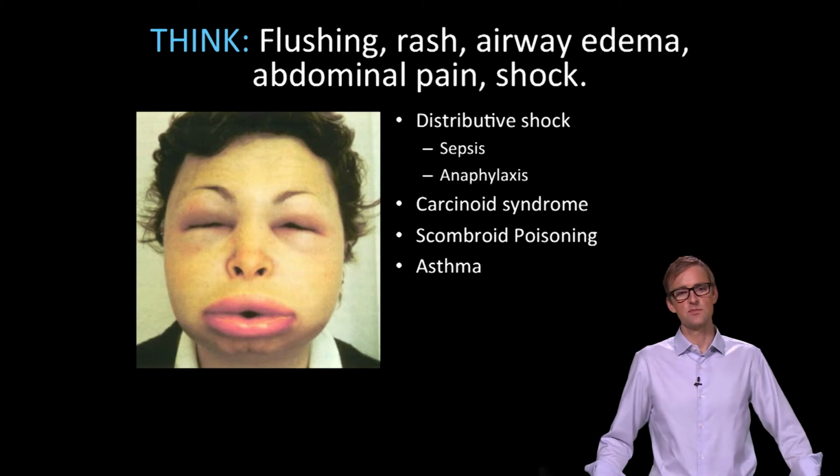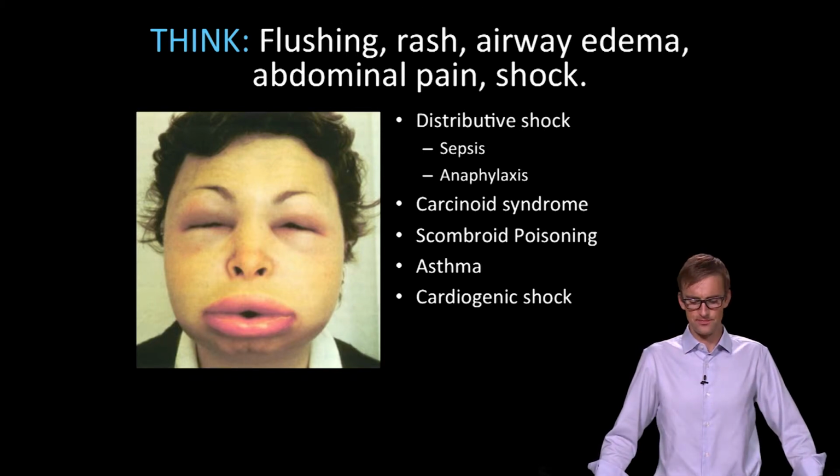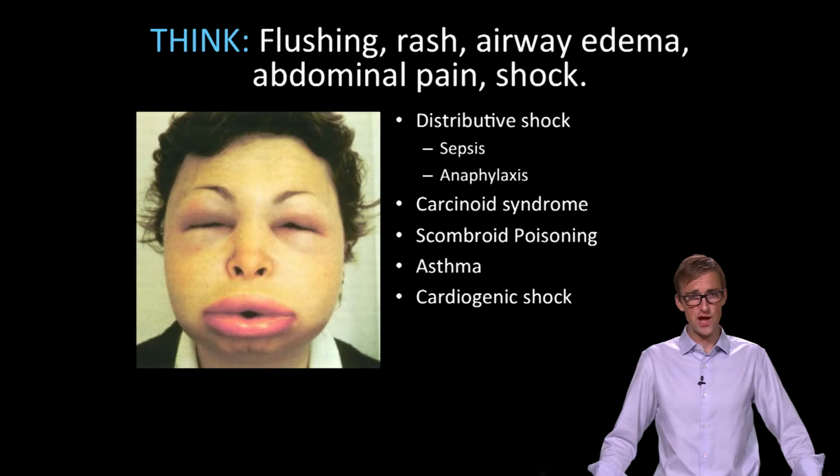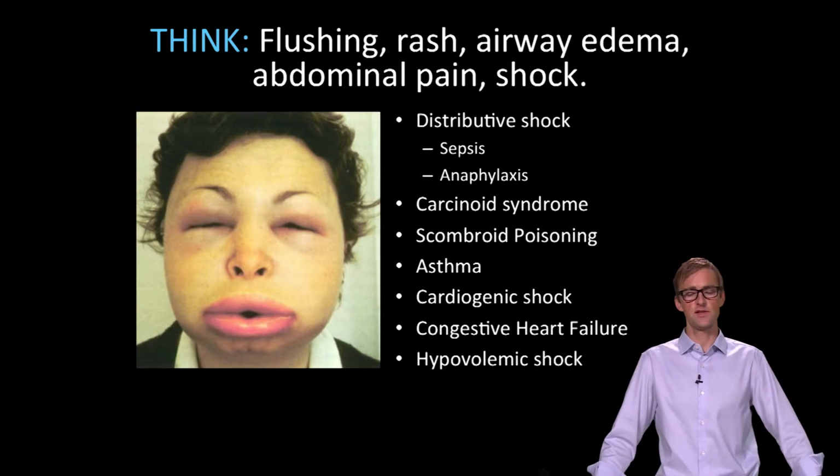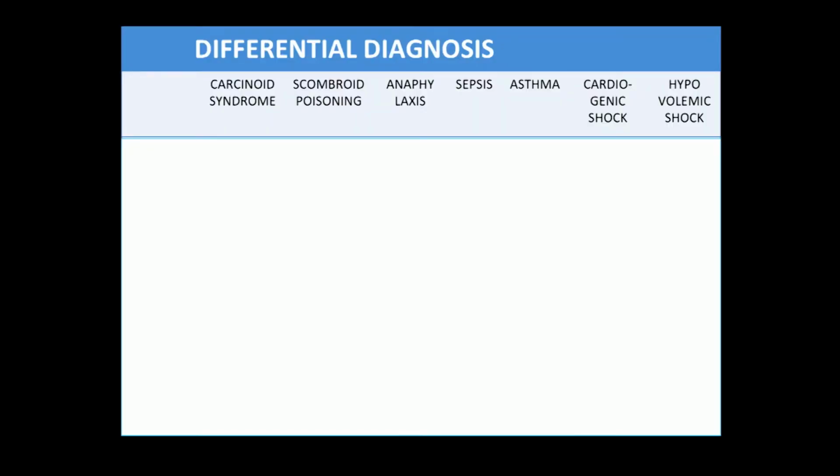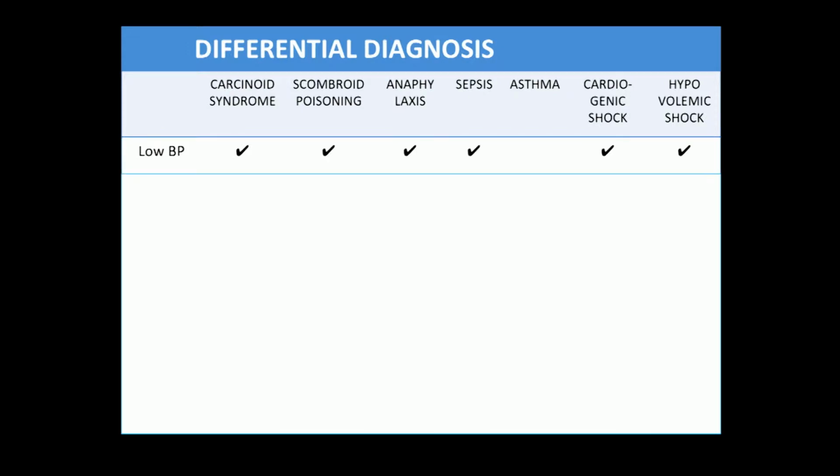Asthma could potentially be contributing or causing his symptoms. This may be a form of cardiogenic shock, congestive heart failure, or a form of hypovolemic shock. So we have a number of items to consider, and let's see if we can refine them a little bit. In order to do so, we'll look at each piece of the patient's presentation and determine if the differential fits or not. So we have the differential diagnosis listed at the top of this table, and we'll examine the symptoms that he presented with. So we noticed he had low blood pressure.